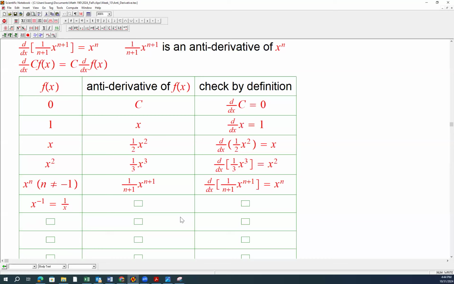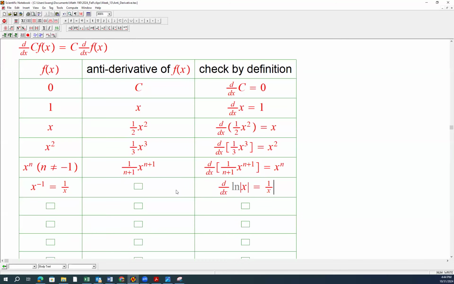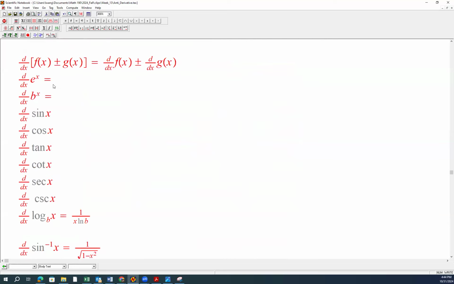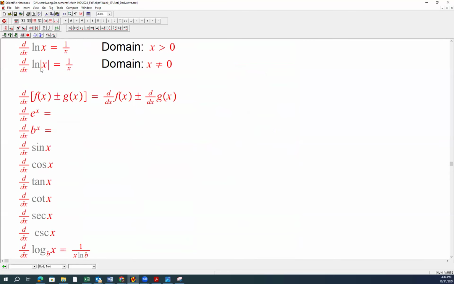So we're going to put it here. What is the antiderivative of 1 over x? According to the definition, it's right here, and this is how we check it. Therefore, the antiderivative of 1 over x is ln of the absolute value of x. And this one, of course, covers the other case. It covers whether x is greater than 0 or not equal to 0. It covers both cases.